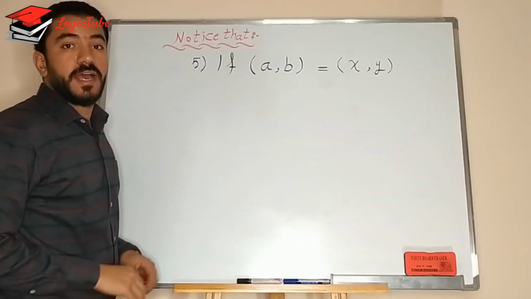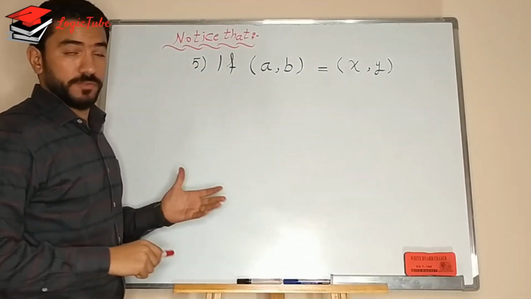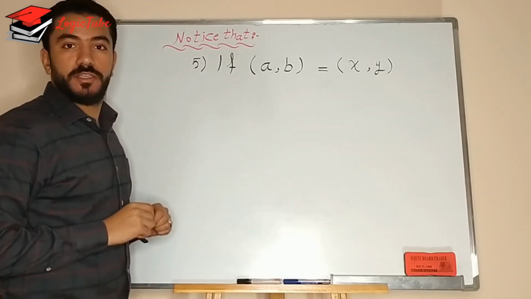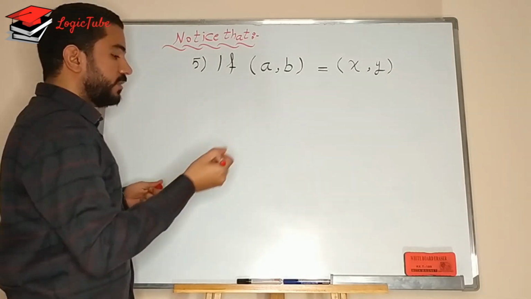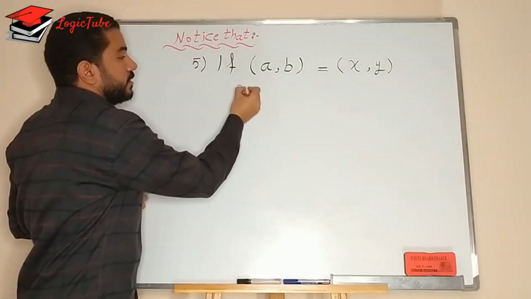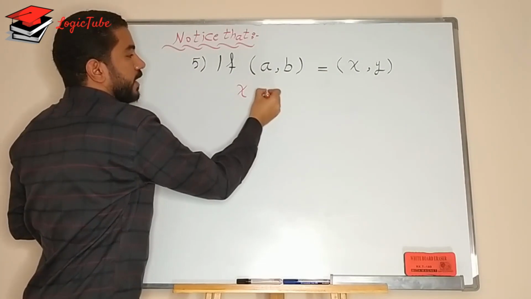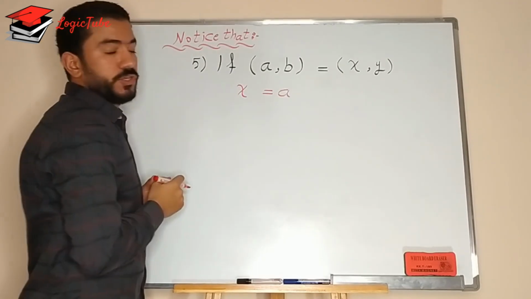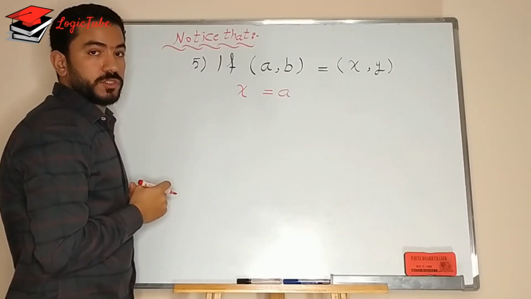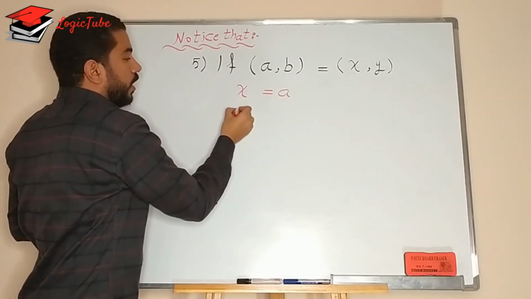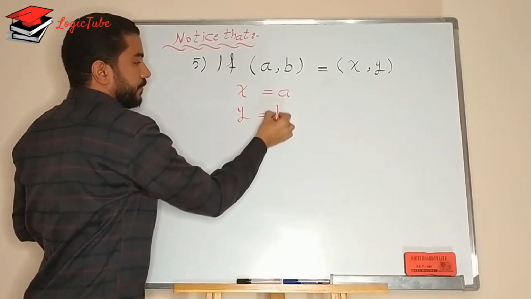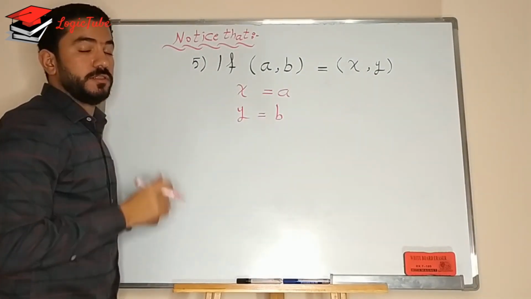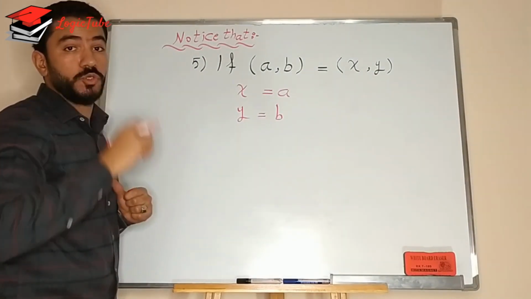Notice number 5, and this note is the most important one. If the ordered pair of A and B equals the ordered pair of X and Y, then X equals A, the first projection here equals the first projection in the other ordered pair, and Y equals B. The second projection equals the second projection. This note is very important and you have to keep it in your minds.